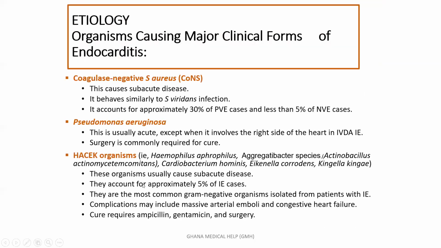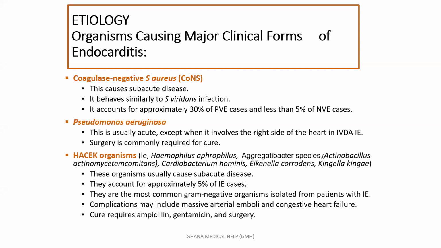Okay, let's move on. We have the coagulase negative Staphylococcus. This causes subacute disease, and it accounts for approximately 30% of prosthetic valve endocarditis cases and less than 5% of the native. We have Pseudomonas aeruginosa. They also usually cause acute infections.